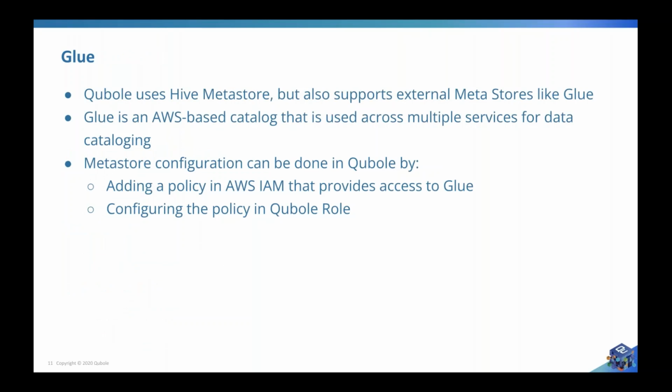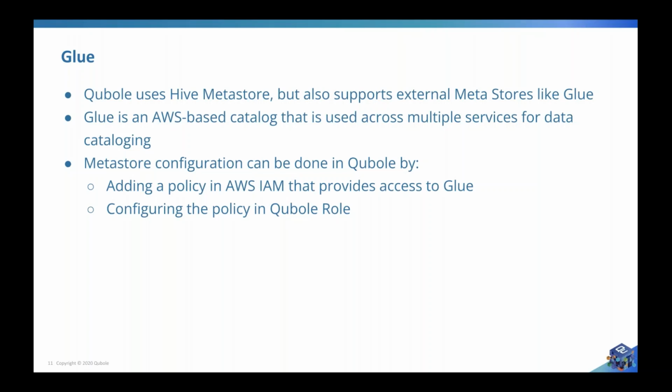What is Glue? This is interesting now. Qubole by default supports Hive Metastore, which is the cataloging which has all the information about the various kinds of databases, tables, and other stuff. But it does support external metastores like Glue. Glue is basically an AWS-based catalog engine used across multiple services for data cataloging, and Glue is integrated pretty much with most of the components in AWS.